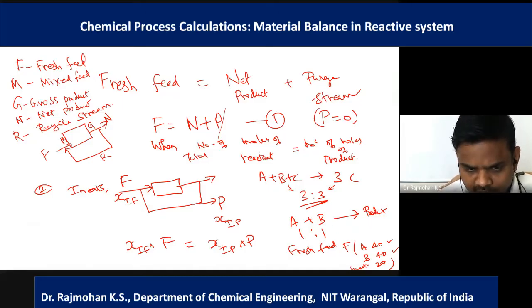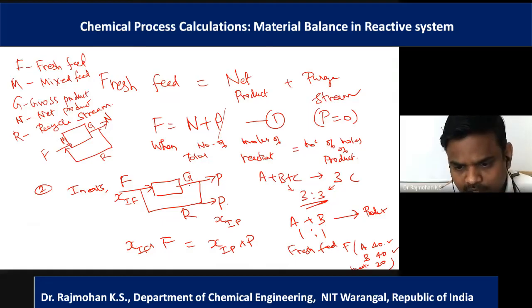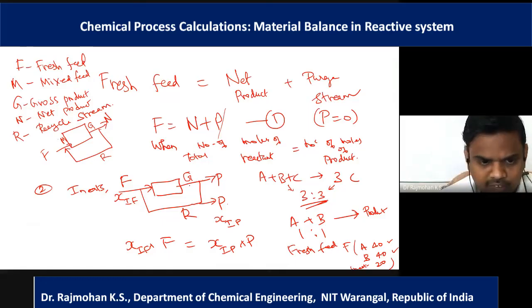Then I can say that the fresh feed contains A, B, and inert. If they are present in stoichiometric ratio, then in the recycle stream, the purge stream, as well as the gross product stream, the ratio of A and B will be the same. If you consider the mole fraction, A and B will be present in the same ratio in G, P, and R.